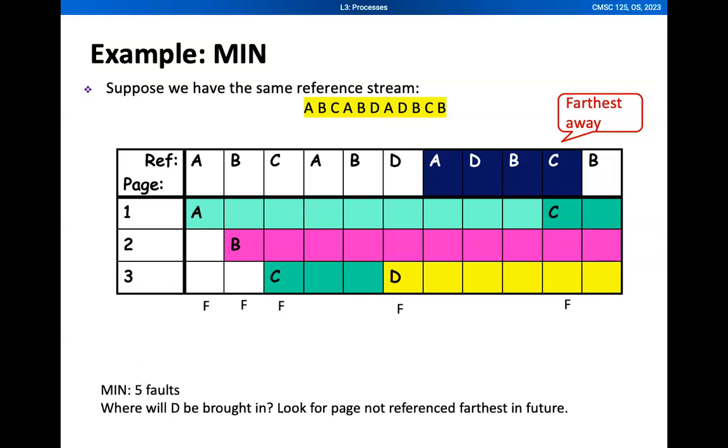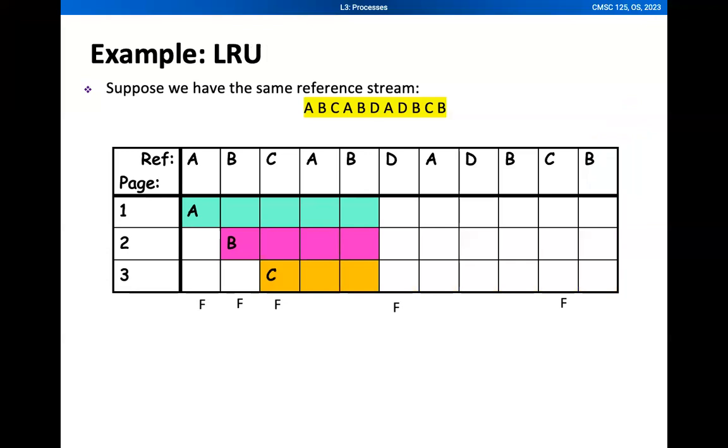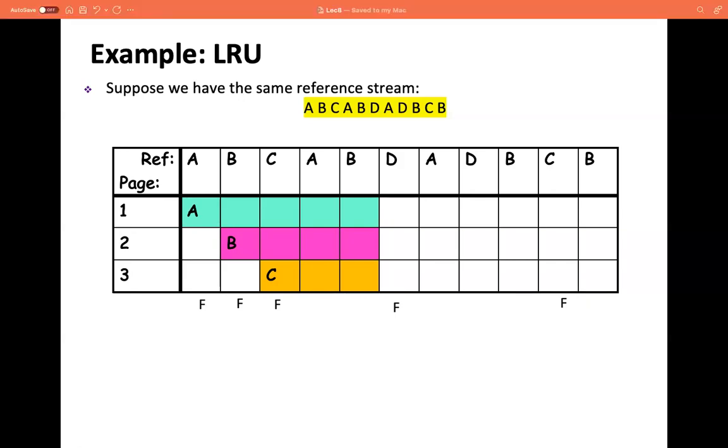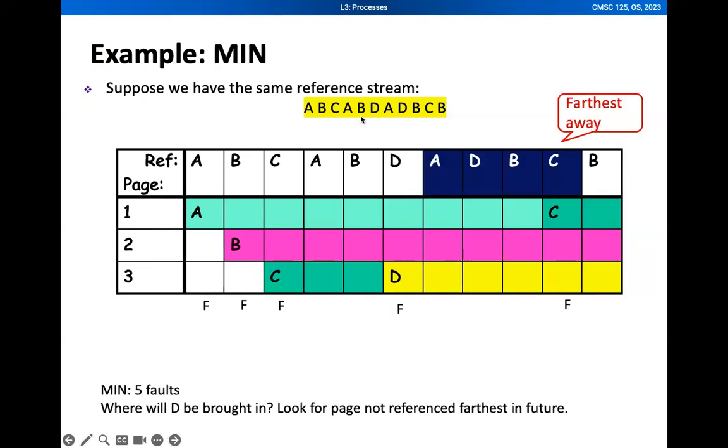So if you compare that to first in, first out, which has 7 page faults. Now, we also have the least recently used page replacement algorithm. From the word itself, we are going to look at the least recently used page. Okay, so let's look at how it is done.